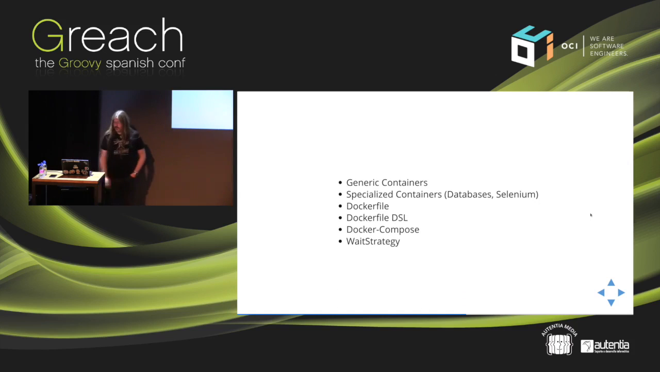That's the general feature set. So it supports generic containers, any container you want. It provides some specialized containers. We'll see them in the demo. It has support for Dockerfiles, so it could build your test containers on the fly in your test based on a Dockerfile. And it even has a Dockerfile DSL to define the Dockerfile inside your test code. Supports Docker Compose. We'll see Docker Compose later in the demo. And it has something really neat, which is called a wait strategy. Because if you start a container, for example, a Postgres container, and in your test, you want this container to actually run the application inside in such a way that you can connect to it and use it.